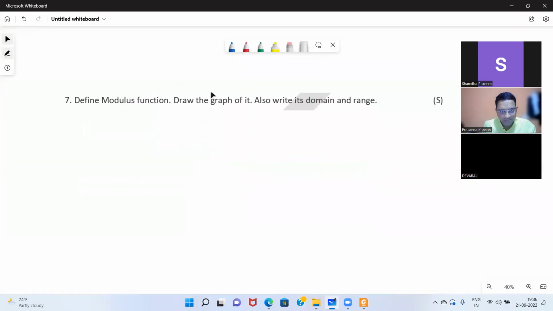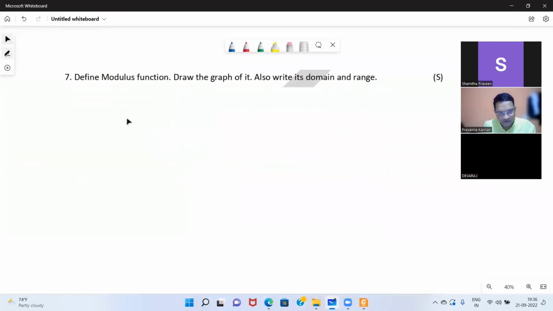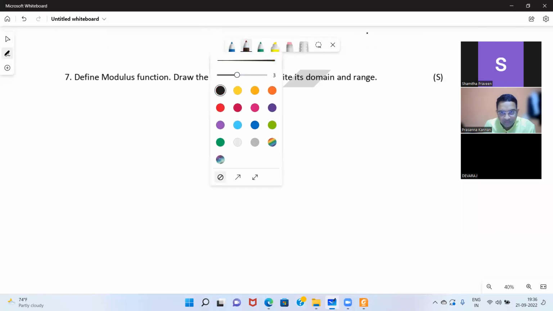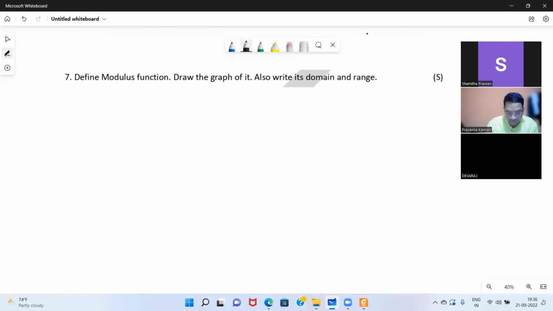Okay, folks, yeah. So define modulus function, draw the graph of it, and also write its domain and range, okay? Usually, even in competitive exams, modulus function and greatest integer functions are favorite questions for teachers, okay? Fine. So let me first define modulus function for you.